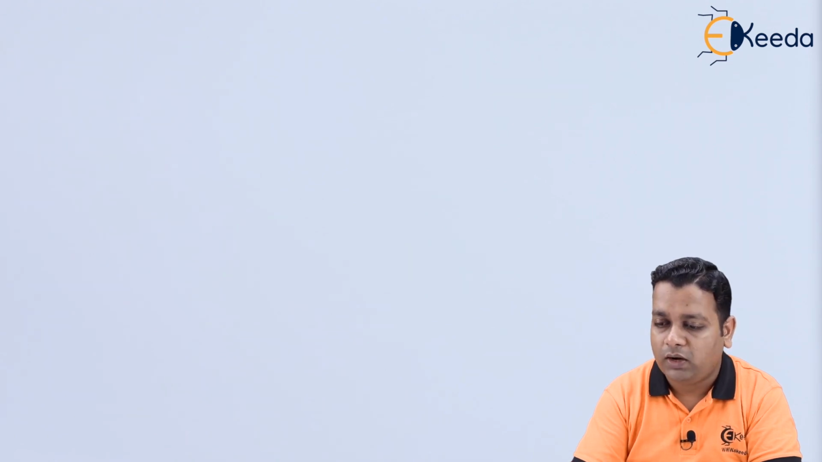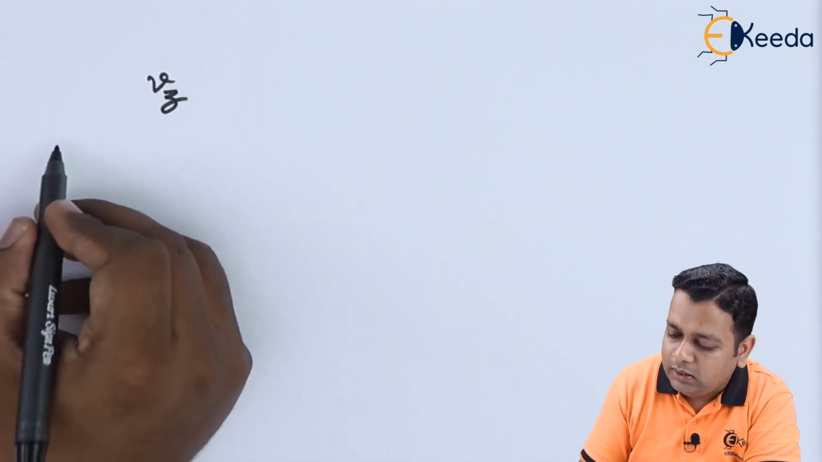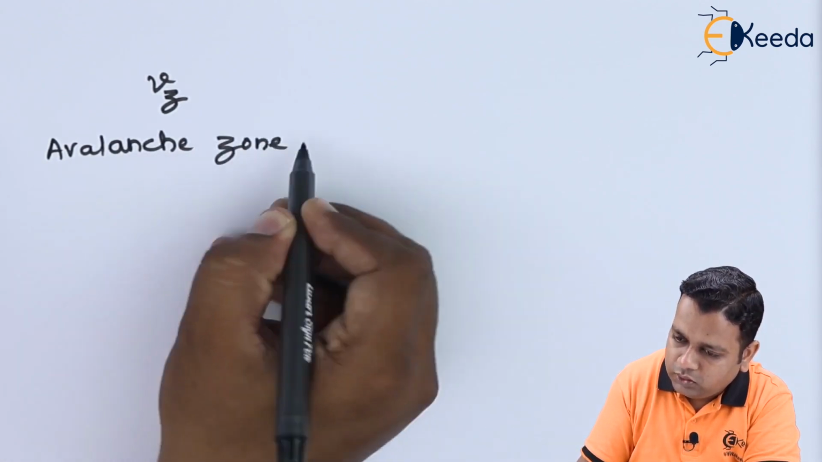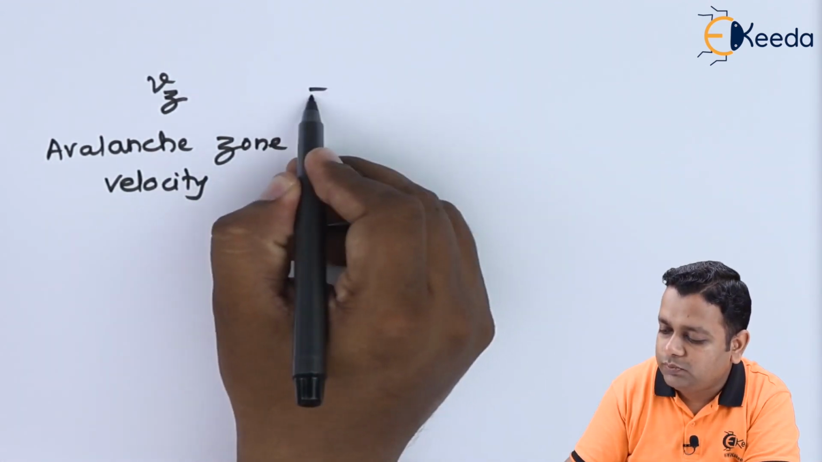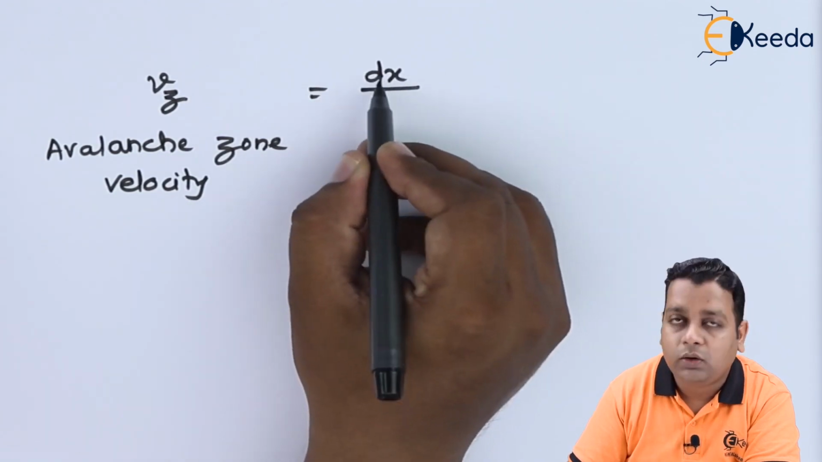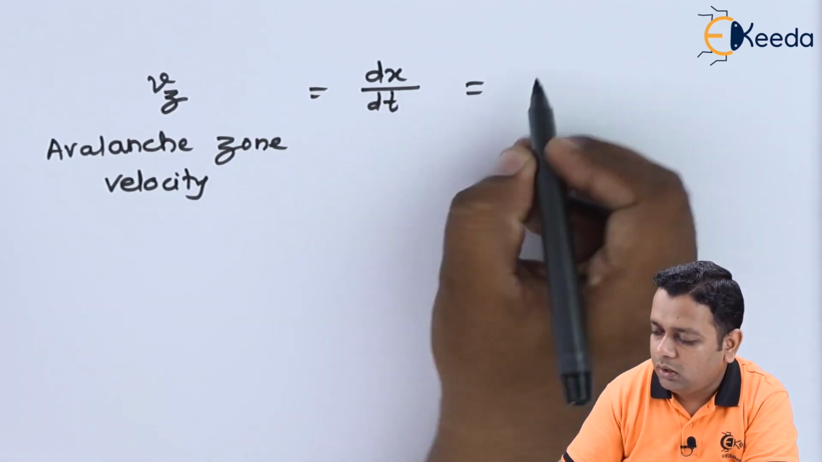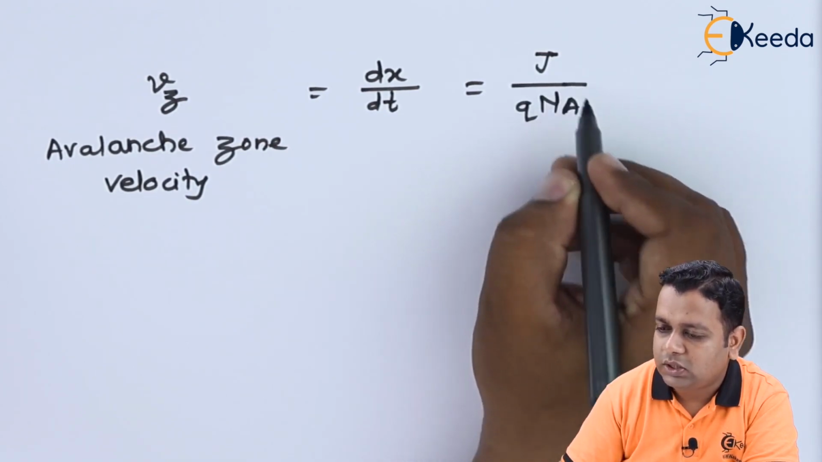Finally, whatever avalanche zone has been formed inside this depletion layer, we can formulate in terms of avalanche zone velocity that has been represented as V suffix Z here. I name it avalanche zone velocity, and this is expressed in terms of the derivative of the distance x with respect to time here, or it can be expressed as the ratio of J divided by Q times the doping concentration N suffix A here.